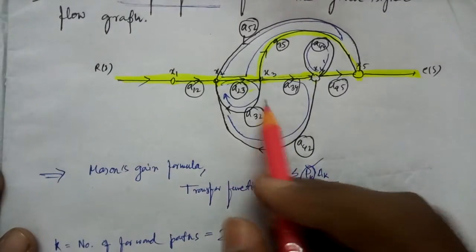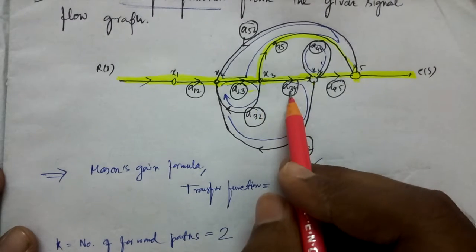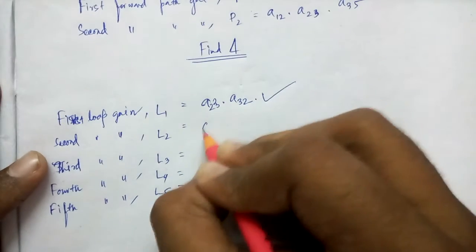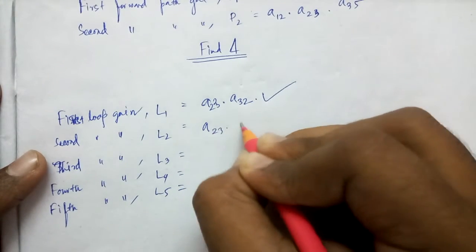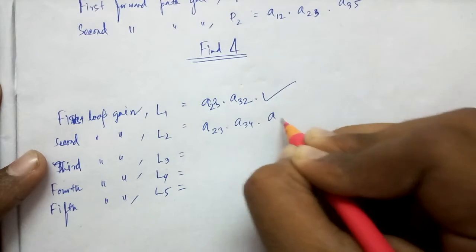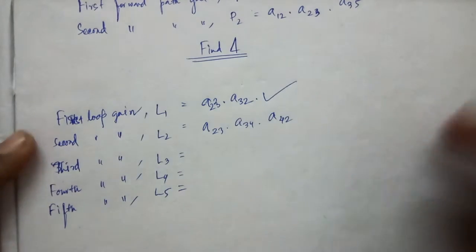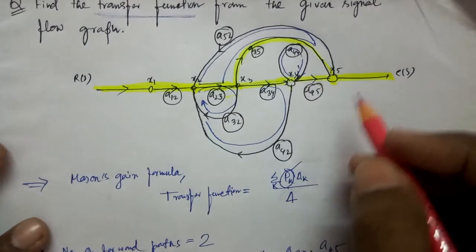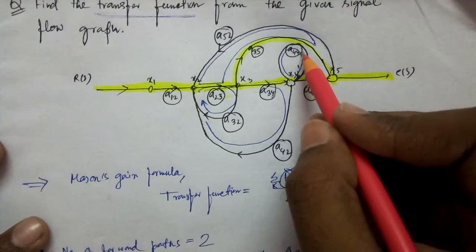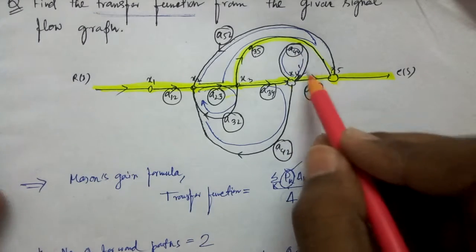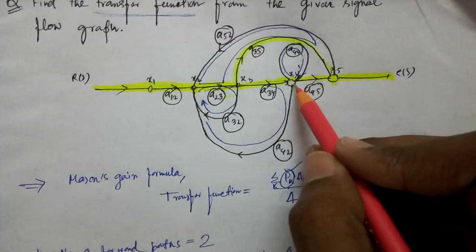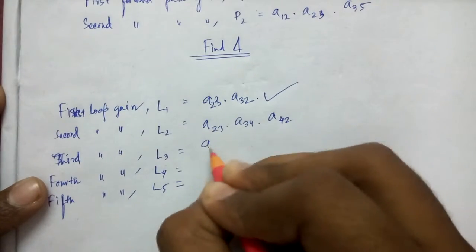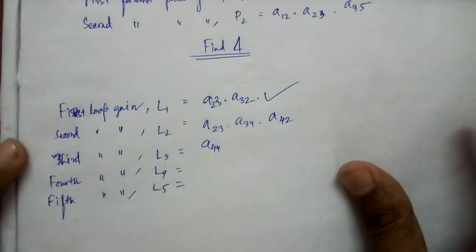The second loop gain, that is a23 a34 into a42. The third loop is obviously a loop consisting only of this gain a44, completing in a single node. So this loop gain will be a44.